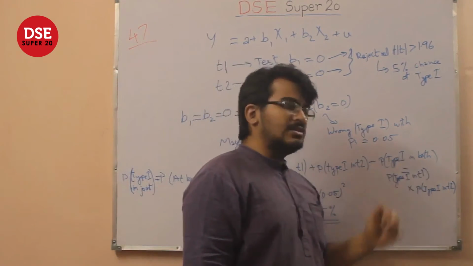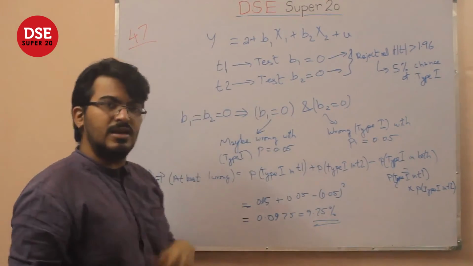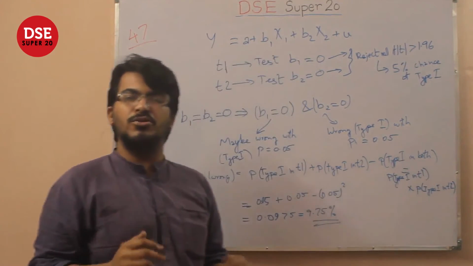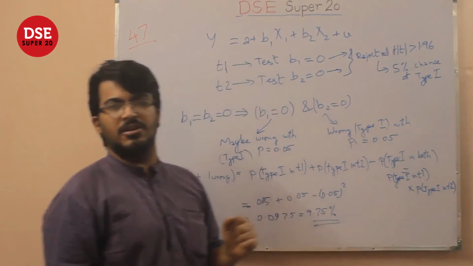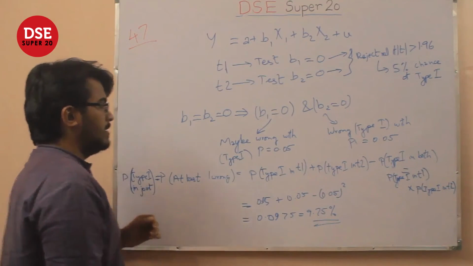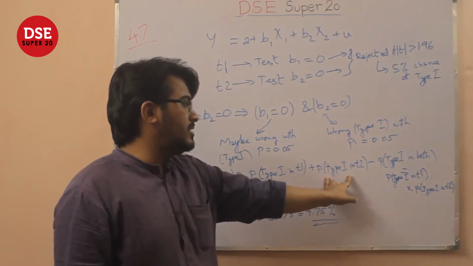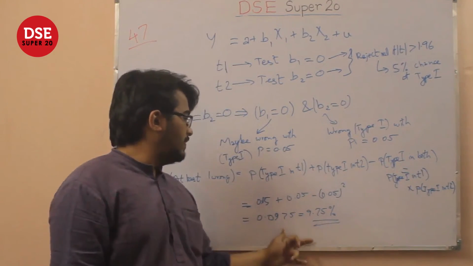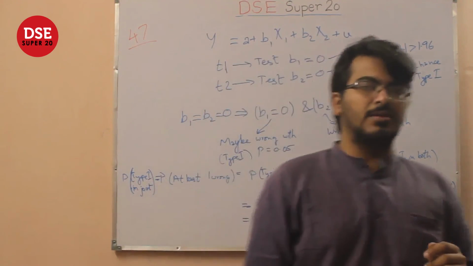Now, the question says that these two statistics are independent of each other, which means that the probability that there's a type 1 error in both of them is simply the product of the probabilities that there's a type 1 error in either of them. So you get a 5% chance here, plus a 5% chance here, minus 5% times 5%, so that will give you a total of 9.75%, which is greater than 5%.